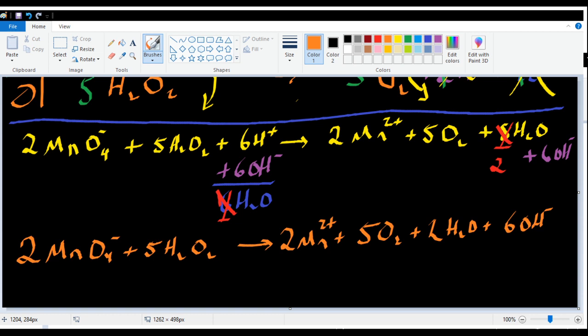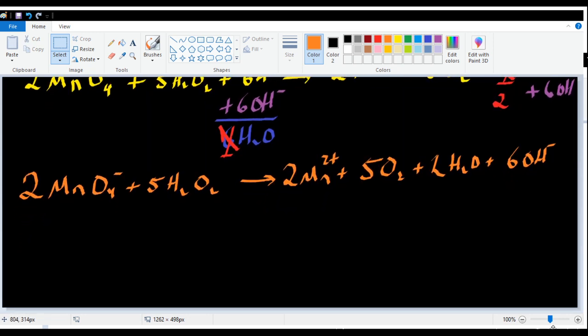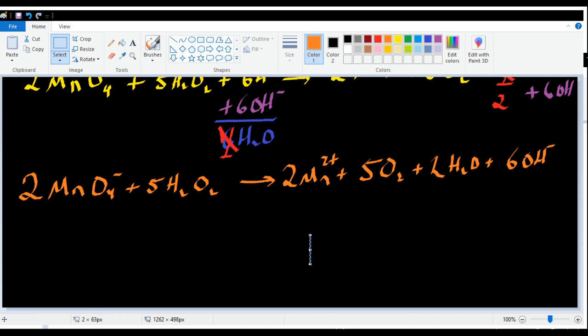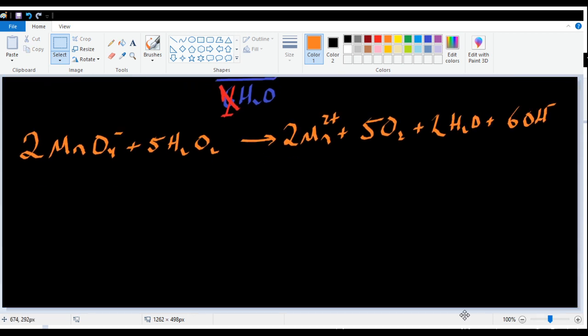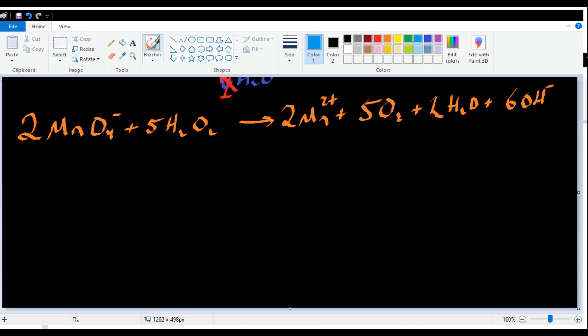Now, I am absolutely certain that I did this correctly, no mistakes, but it's always possible to make mistakes because this is a long, complicated process. So let's go ahead and double check everything to be sure. So first up, we're going to double check the matter. Just see that the atoms are all balanced.